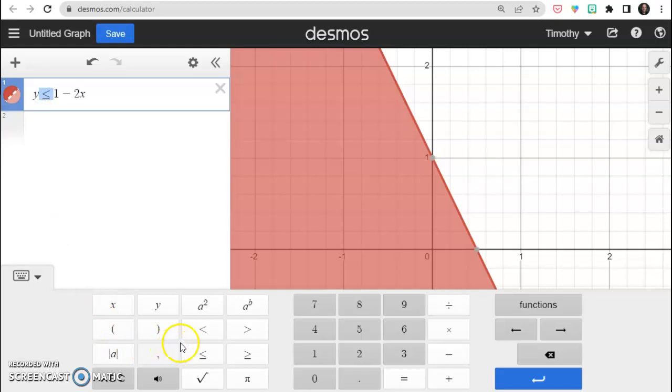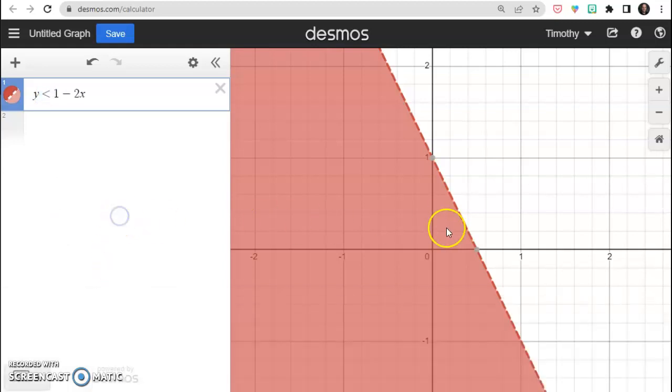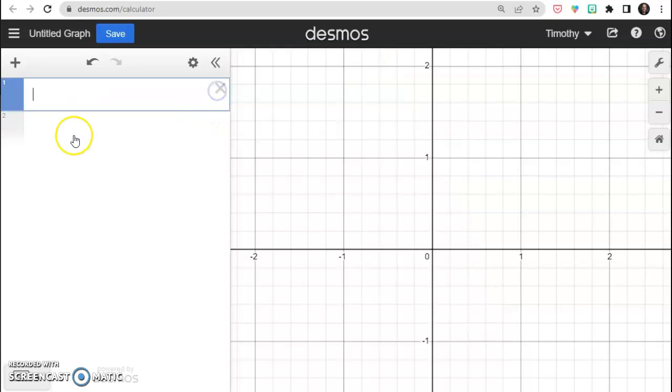Our original problem was just a less than. And since y is by itself here, when y is by itself, less than refers to shading down. All these coordinate points below the line satisfy the inequality and make it true. All the points outside of the shaded area do not make it true. So this is how this graph looks.